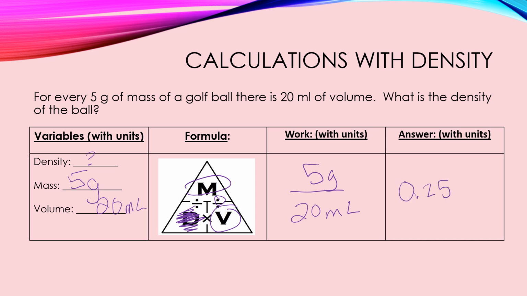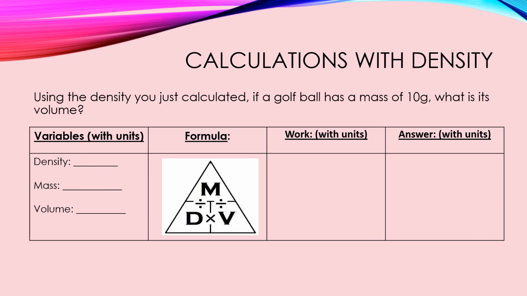Remember, we are going to want decimals in this class and not fractions. And the units are grams over milliliters. So I'm going to do grams per milliliter, which is a unit of density, where it's a ratio of a mass unit divided by a volume unit.